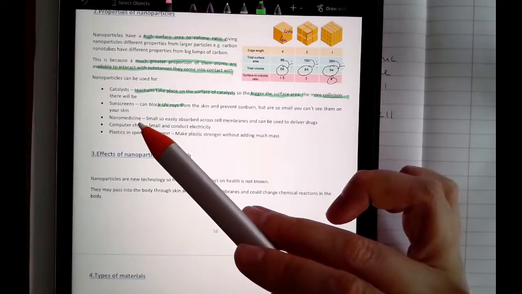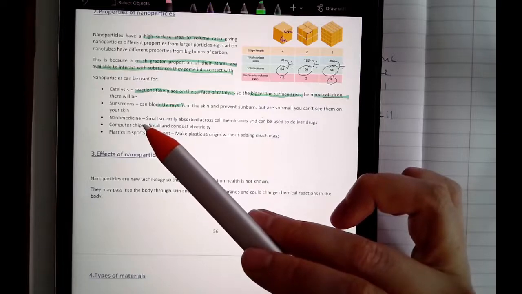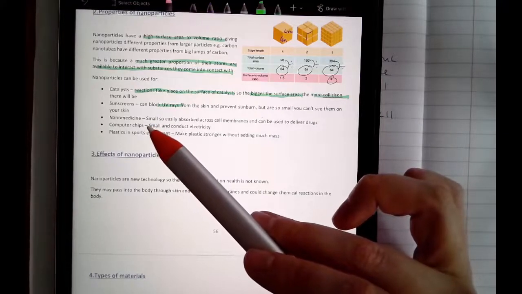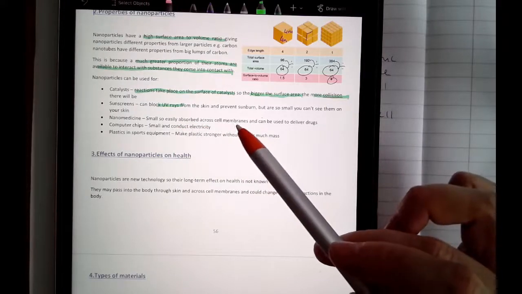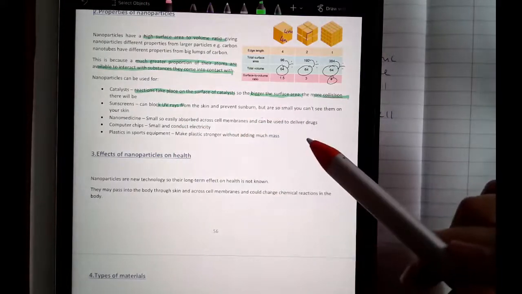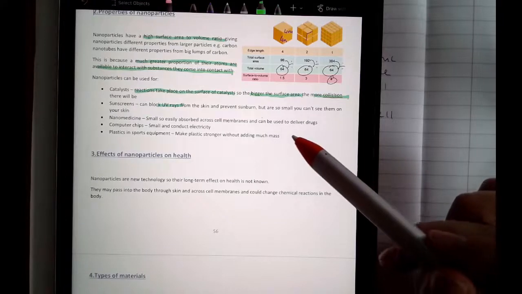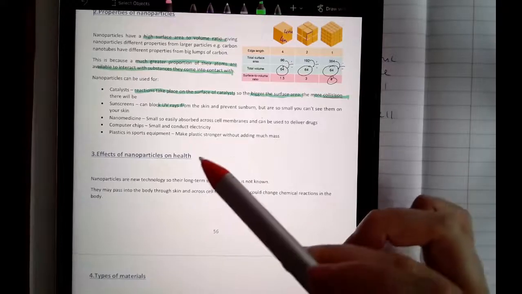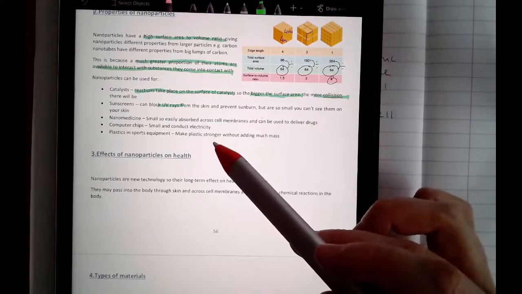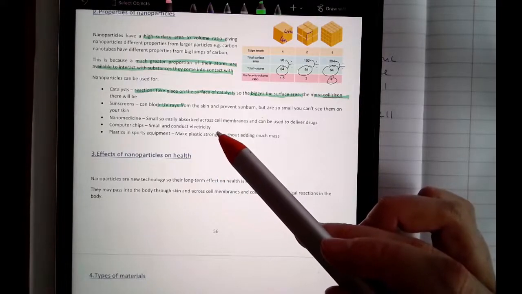Nanomedicine, so I did mention this earlier. Nanoparticles are smaller than cells and they can be used to get into cells, so they can cross the cell membrane, and for that reason they can be used to deliver drugs to various different cells. Computer chips: small and conduct electricity. Whether they conduct electricity or not will depend on the atoms making up your nanoparticles.